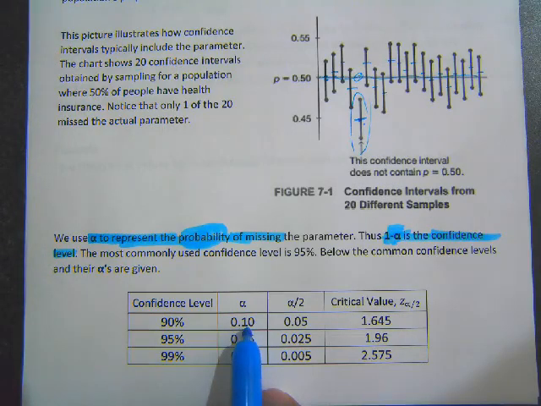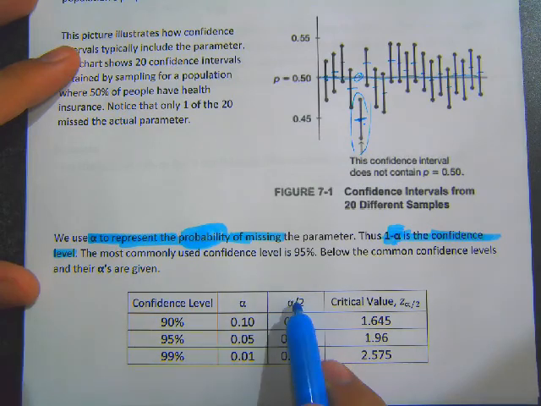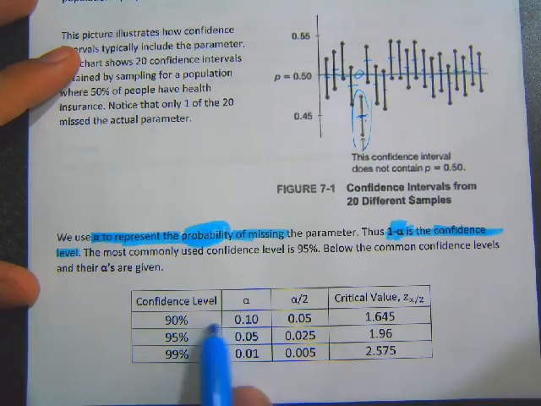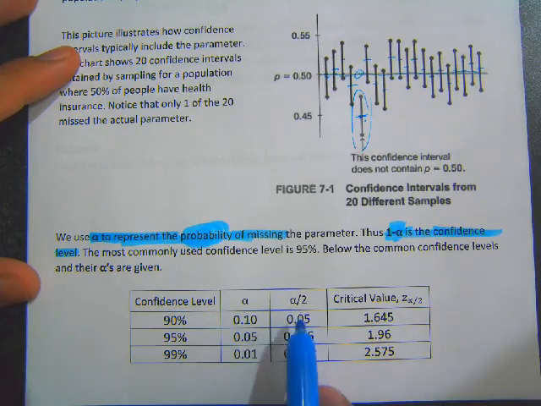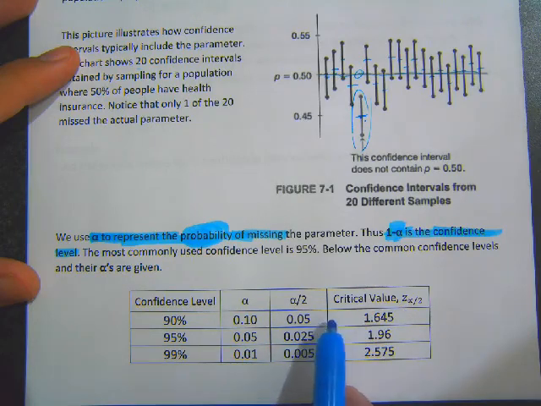There'd be a 10% chance that you missed. Now we typically split alpha into 2 parts, and we'll see why when we get to some pictures and charts later. So most of the time we won't actually work with alpha, we'll usually work with alpha over 2. So we'll take the 10% that we have of missing and split it into 2 5%. And then we're going to talk later about critical values, how there's z-scores that go along with these percentages.